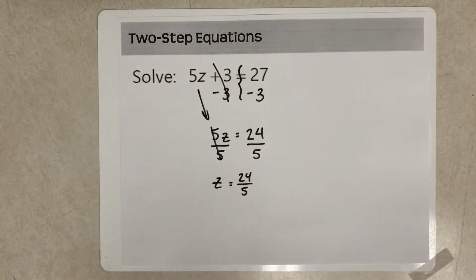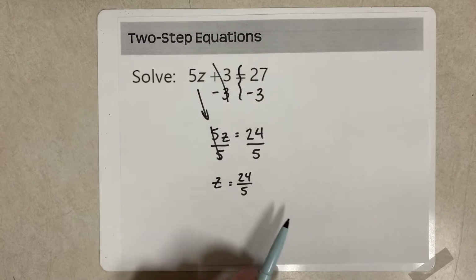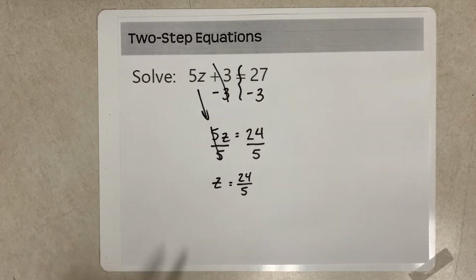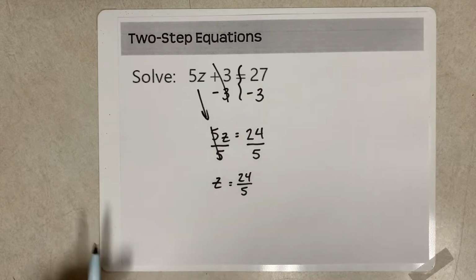And you just leave it like that. You don't have to put it in a calculator or do a decimal or anything like that, or mixed numbers. In Algebra 1, we don't like mixed numbers unless we have to. We just leave it as 24 over 5. That's improper, not a problem.